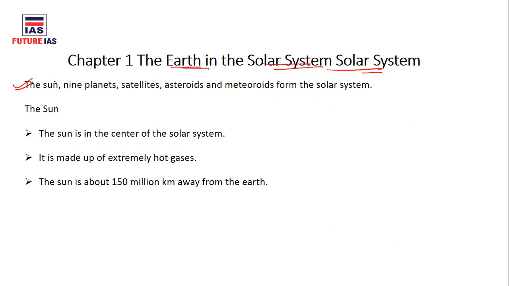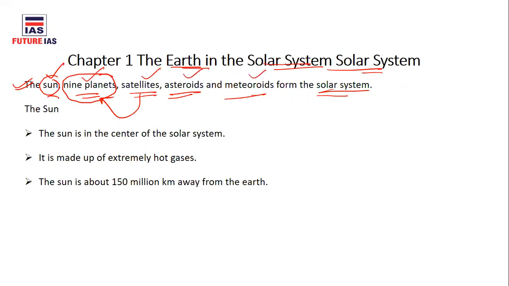The main body is the sun, and around the sun there are 9 planets which revolve around the sun. The revolution of these planets around the sun makes our solar system. There are certain satellites which belong to these planets. There are also asteroids and meteoroids which form part of our solar system. So the solar system ultimately consists of the sun, 9 planets, satellites, asteroids, and meteoroids.